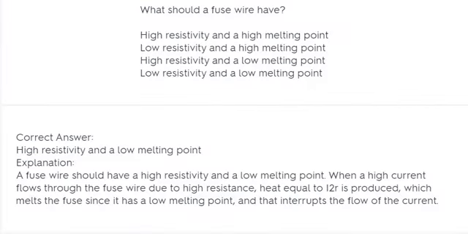What should a fuse wire have? High resistivity and a high melting point, low resistivity and a high melting point, high resistivity and a low melting point, low resistivity and a low melting point.